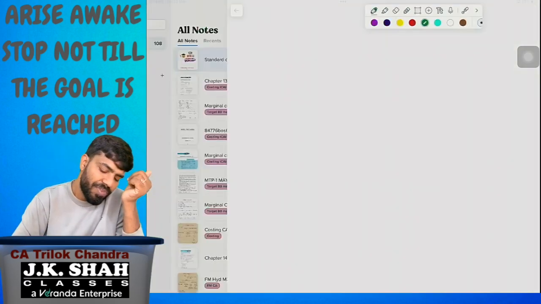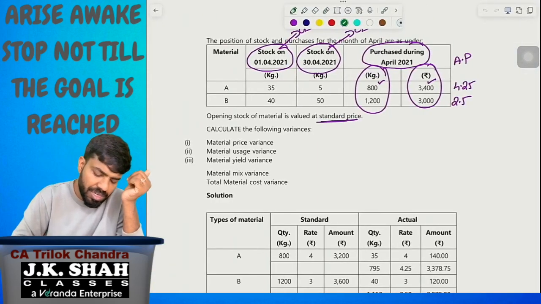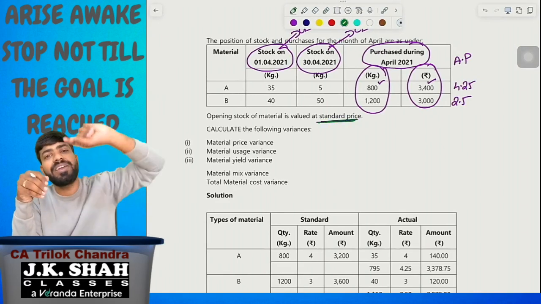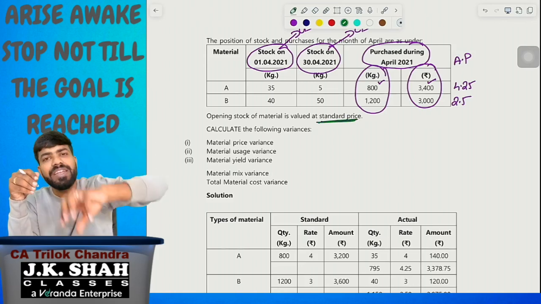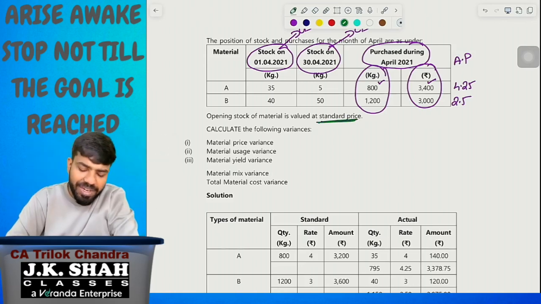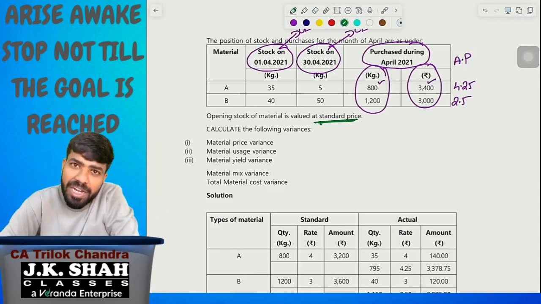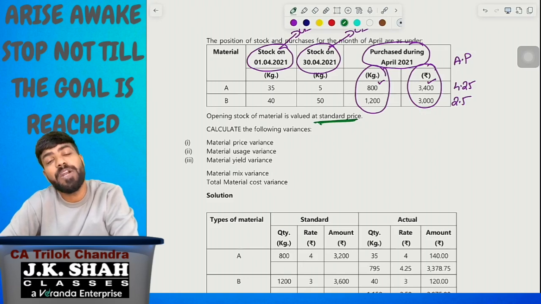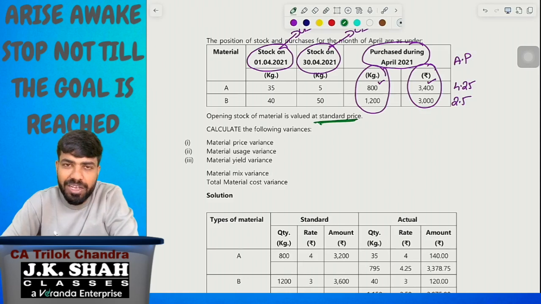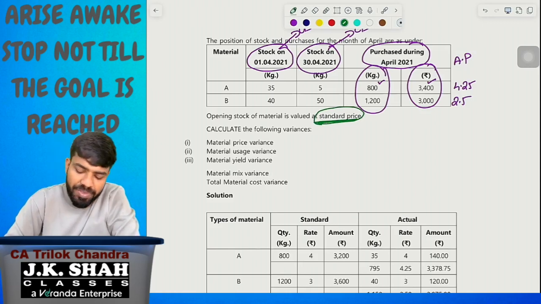So what does it mean? Why am I explaining all these things? In this question, they mention opening stock of material is valued at standard price. That means the variance is already recorded in the last period, so they are evaluating at standard price. Closing stock of last period is the opening stock of the current period, valued at standard price. Why? Because of the single plan. So the opening stock this year also we have to take at standard price. Have you understood this, all of you? So the final conclusion is the company is following the single plan.